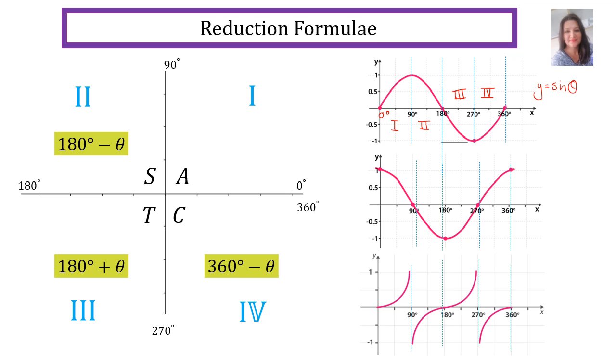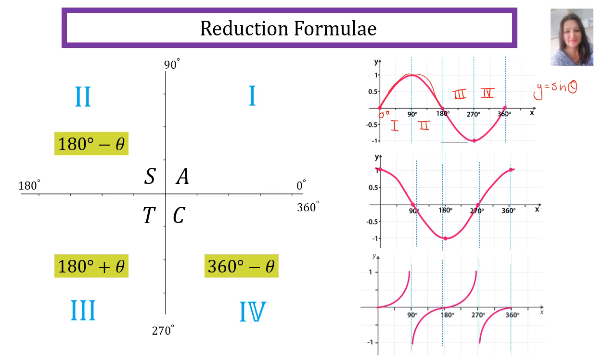Now, back to the graph. If you look at the first quadrant, can you see that your sin graph is positive in the first quadrant, and it's also positive in the second quadrant, although it's a descending graph, it's still positive.